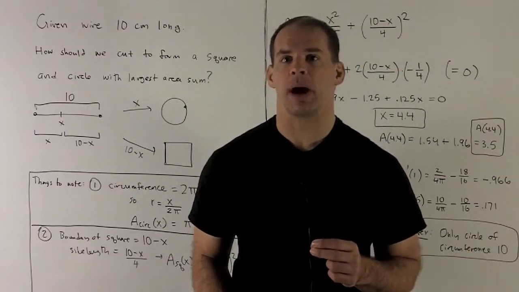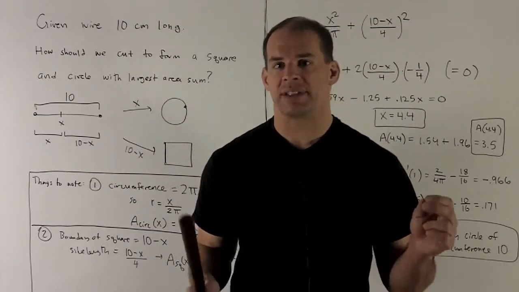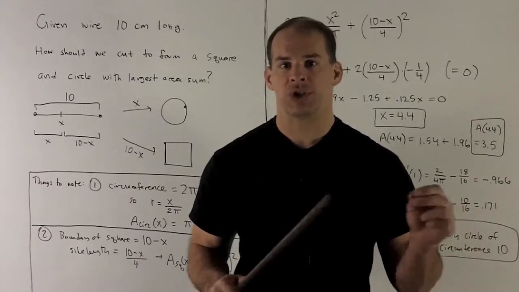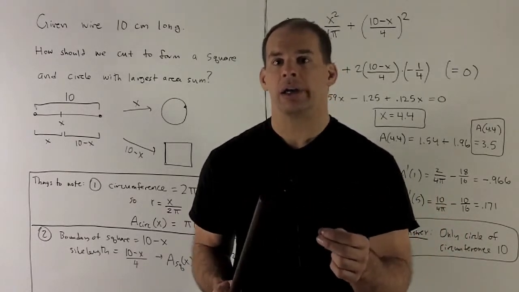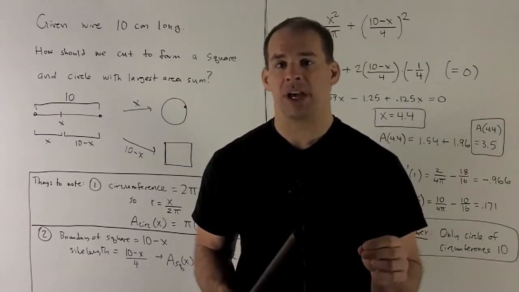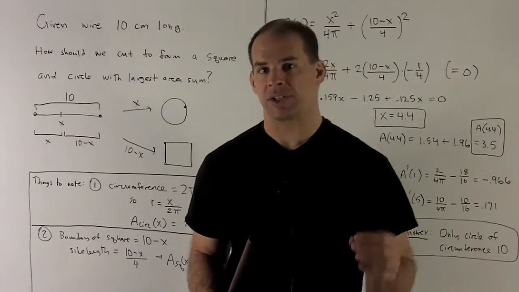Another optimization problem. Suppose I'm given a wire that's 10 centimeters long. I'm going to cut the wire, then I'm going to form a circle and a square, and I want to find the place I should cut so that the area of the two objects, when I add them together, is maximized.